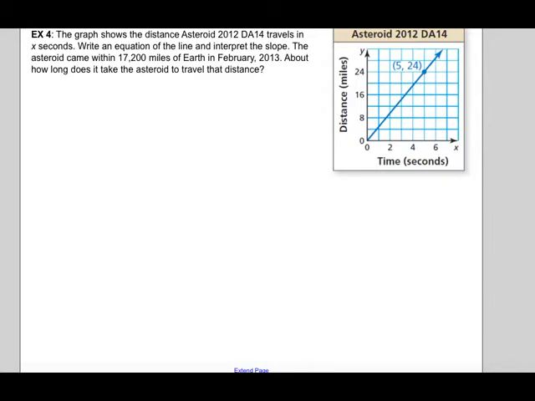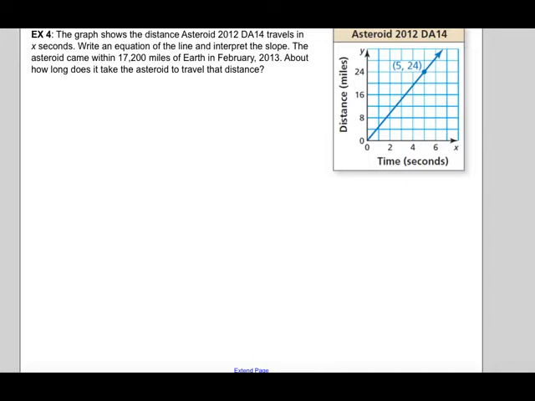So example 4, I have this diagram for you. It states, the graph shows the distance asteroid 2012 DA14 travels in x seconds. Write an equation of the line and interpret the slope. The asteroid came within 17,200 miles of the Earth in February 2013. But how long does it take the asteroid to travel that distance? Okay, so first thing we need to do is we need to write ourselves an equation.